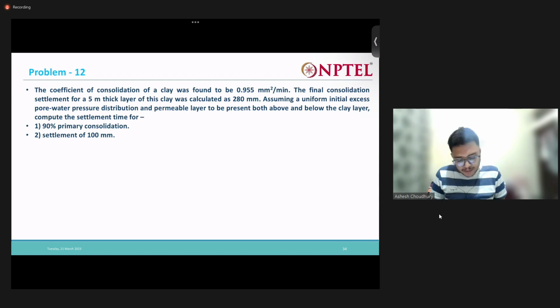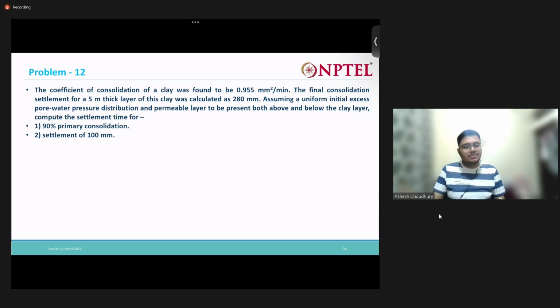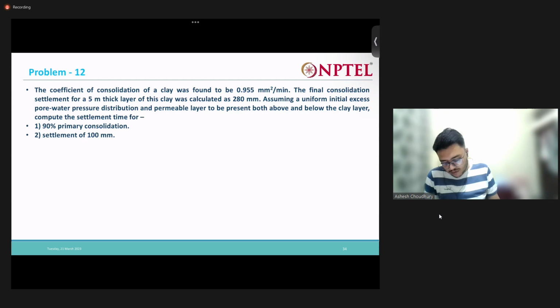The coefficient of consolidation of a clay was found to be this value. So Cv is given. The final consolidation for a 5-meter thick layer of clay is given, and the ultimate settlement is also given. Assuming a uniform initial excess pore water pressure distribution, with a permeable layer present both above and below the clay, that means double drainage. Compute the time for 90% settlement and the time required for 100 mm settlement. So first we need to find the time required for 90% primary settlement.